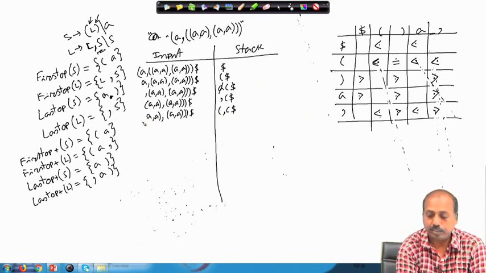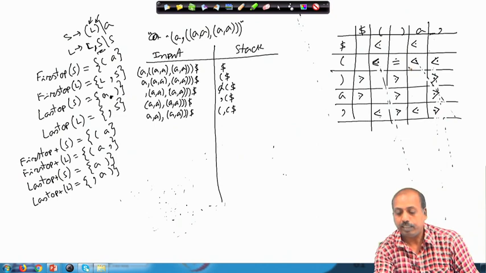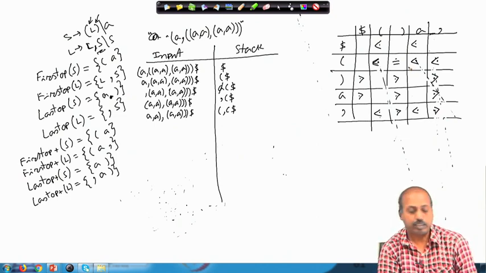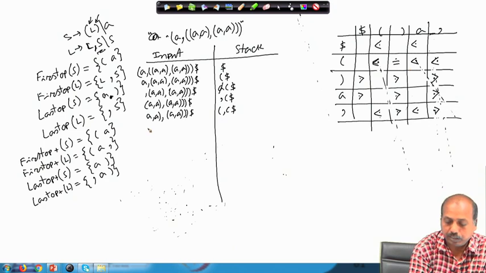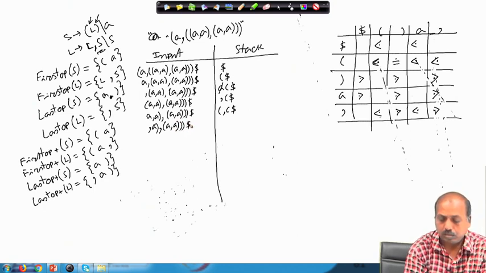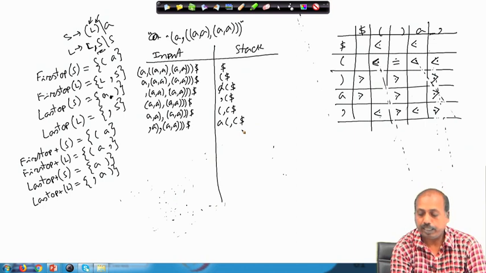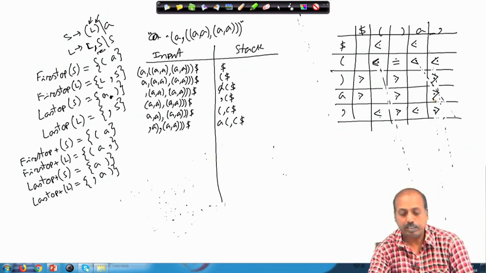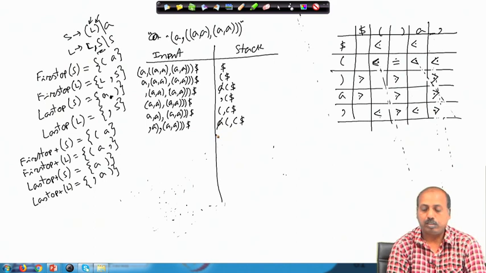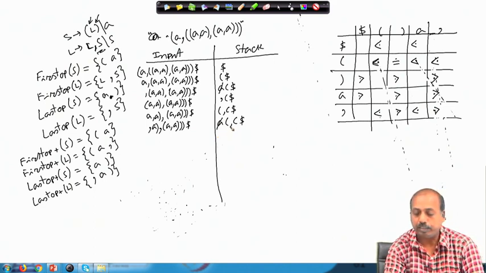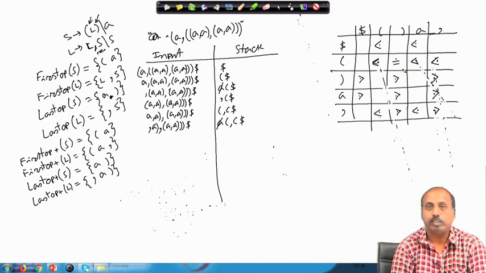Now, open parenthesis and A: open parenthesis is of lower precedence than A. So, A will also be shifted. So, the stack is A open parenthesis comma open parenthesis dollar. Now, between A and comma, A is of higher precedence than comma. So, A is popped out. Now, the top of the stack is open parenthesis, and open parenthesis is of lower precedence than A. So, the popping process stops.